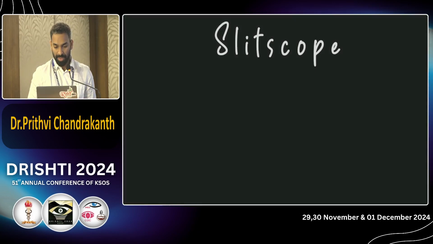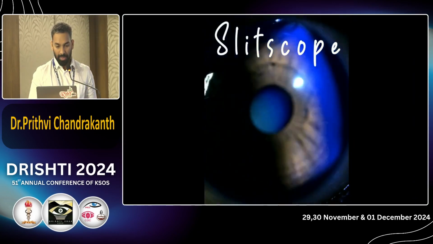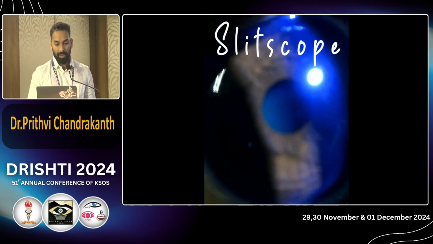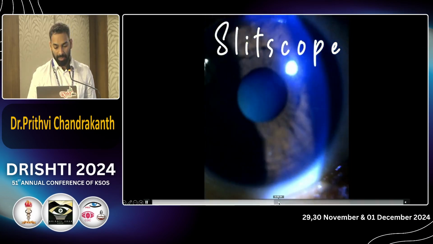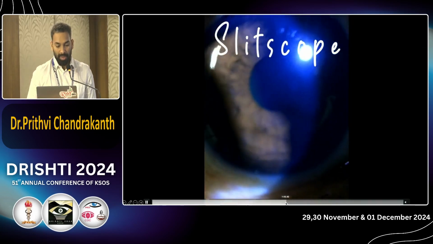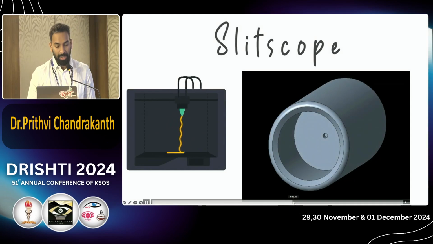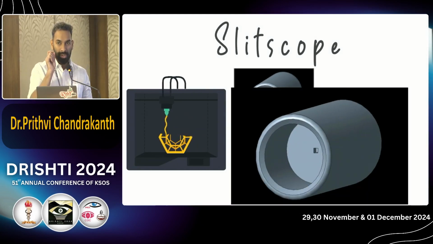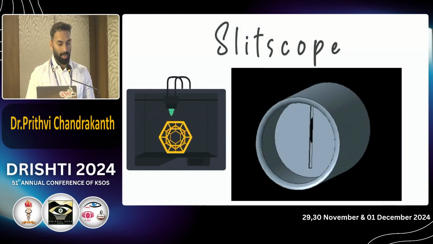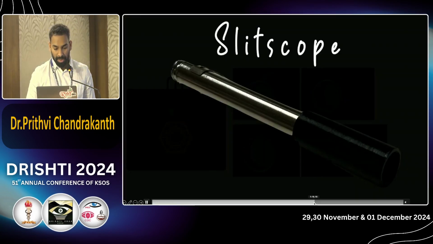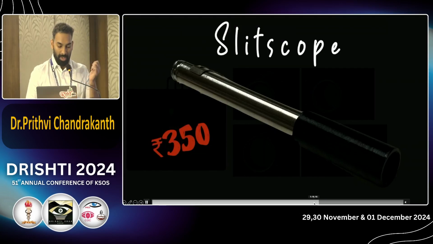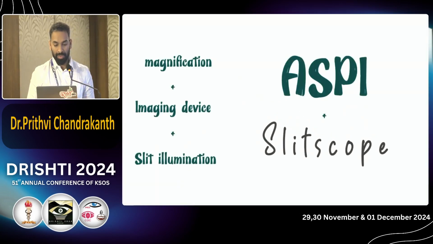This was the first video which was taken with my own eyes. This was the slit that we have made. It looks a little thicker. This was the first time we did it, and we got what we wanted. Then we thought, why not 3D print it? So we started 3D printing the actual size of whatever we wanted, and we were able to come up with a 3D printed torch adapter just for 350 rupees.